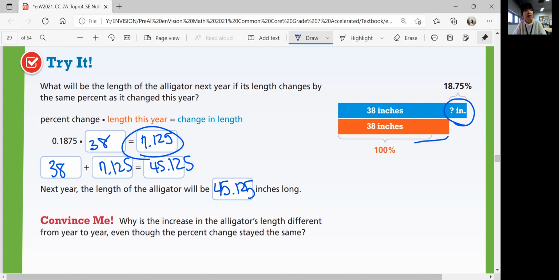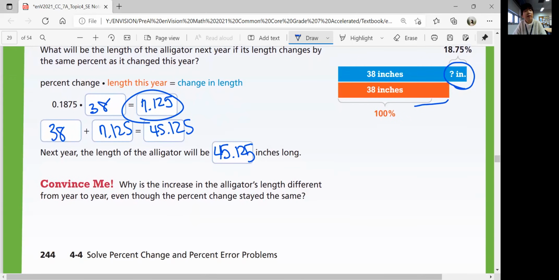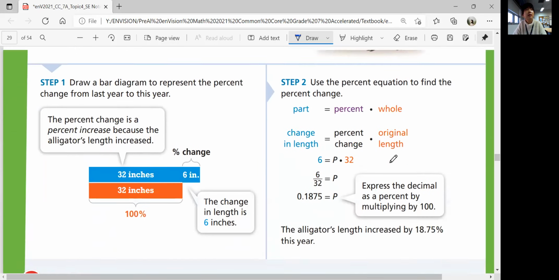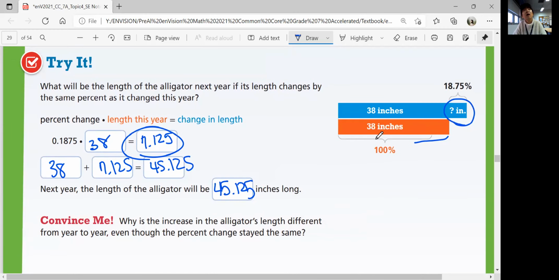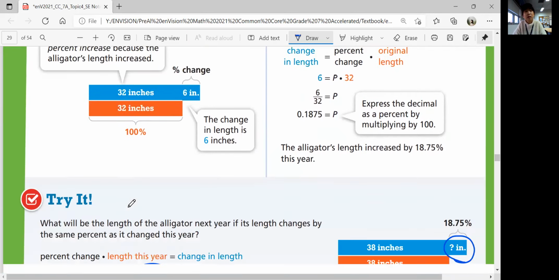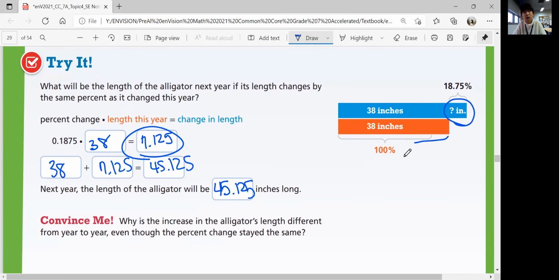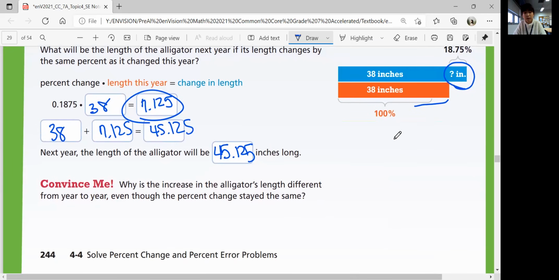Okay, why is the increase in the alligator's length different from year to year, even though the percent change stayed the same? Because 18.75% of 32 is obviously different than 18.75% of 38, because the 100% is what changes, right? 100% of last year is 32. 100% of this year is 38. So with respect to the 100%, the whole, our part changes in respect to the whole.